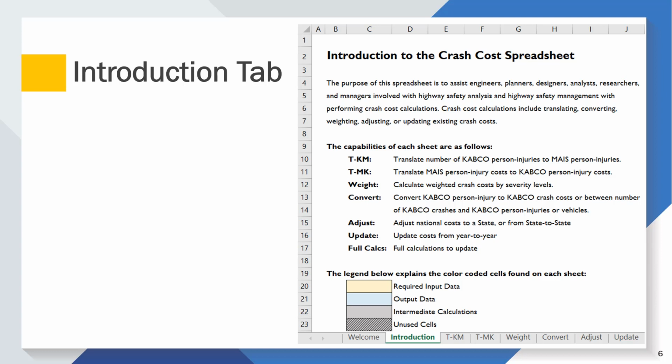The Introduction tab covers the purpose of the spreadsheet and orients users to the tool's formatting. Each tab uses the same color coding to format cells. You enter data in yellow cells and view results in blue cells. Gray cells are calculated automatically or not used. Some cells allow you to enter any value, while others are limited to drop-down selections.